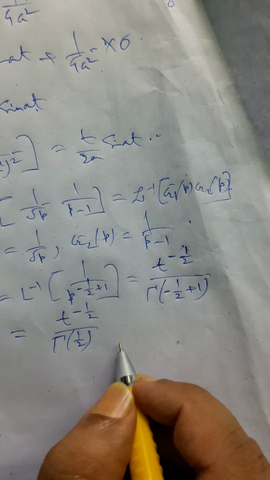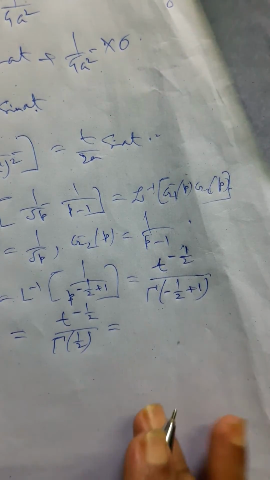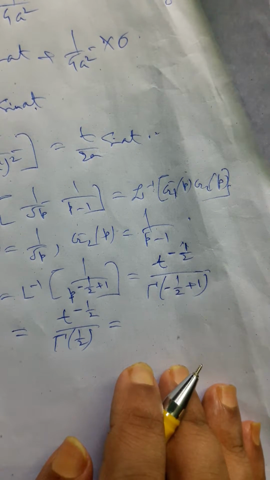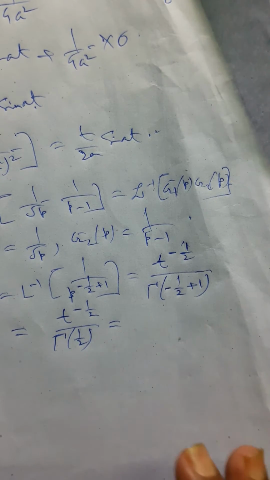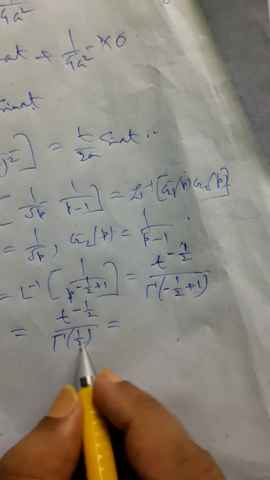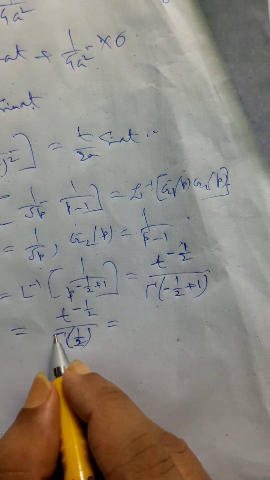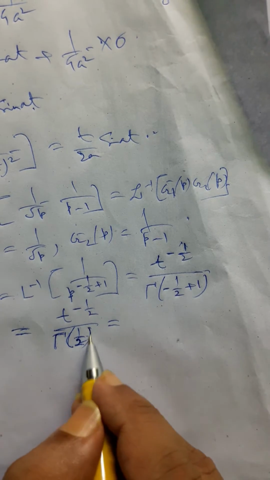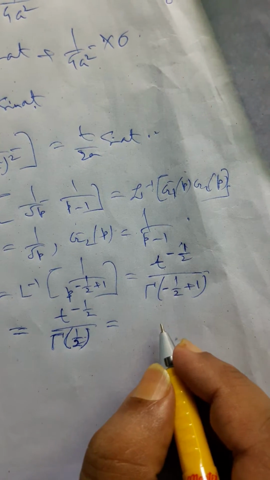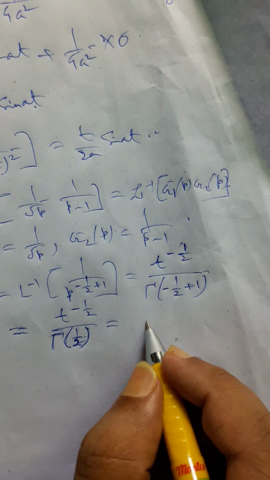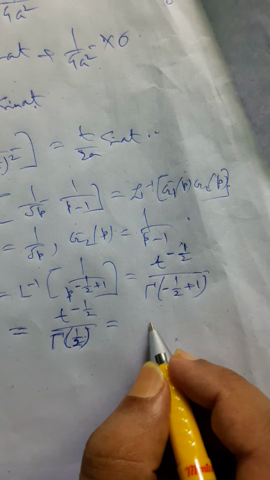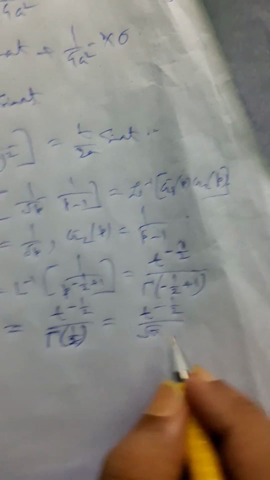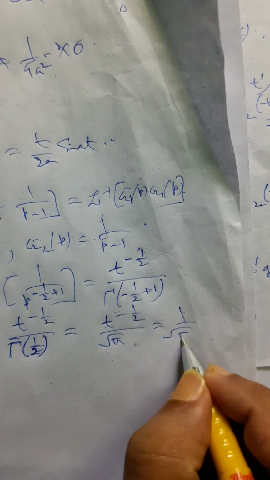What will be the gamma half? Gamma half result will be root pi, and how to calculate it is described clearly in the beta gamma function. I don't discuss it in these videos because it is not appropriate here. But we simply use the result of the calculation. And it will be t to the power minus half, and gamma half will be root pi, so here it will be 1 by root pi t.